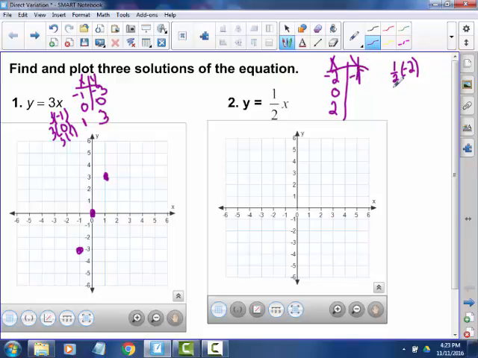Okay, so if we go through our process, 1/2 times negative 2 is negative 1. And then 1/2 times 0 is 0. And 1/2 times positive 2 is positive 1. So our plotting would be negative 2, negative 1, 0, 0, and 2, 1. Okay, so we would say that each of those points is a solution or represents a solution to the equation.